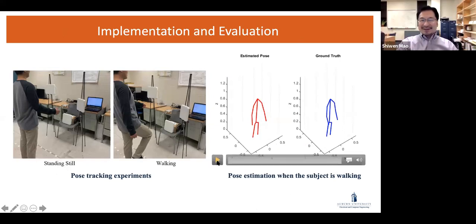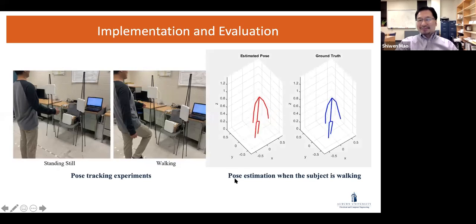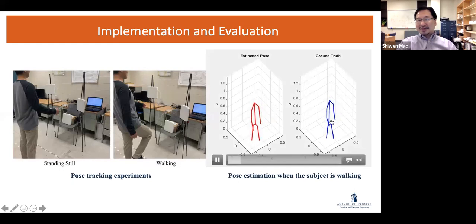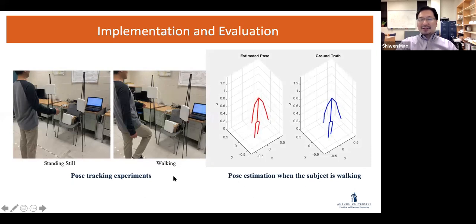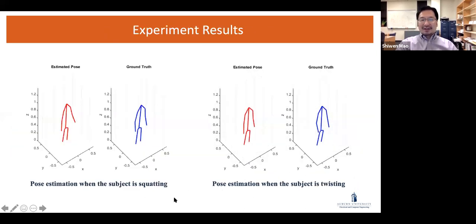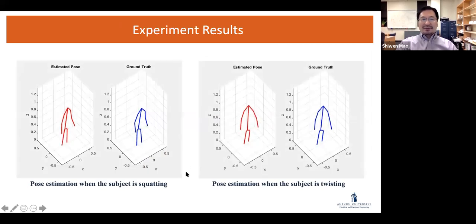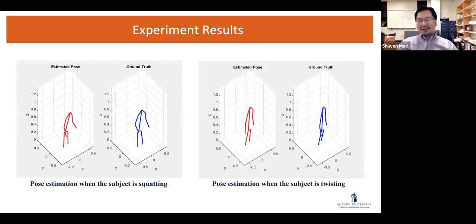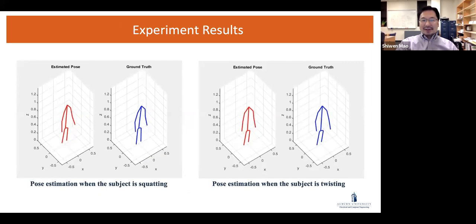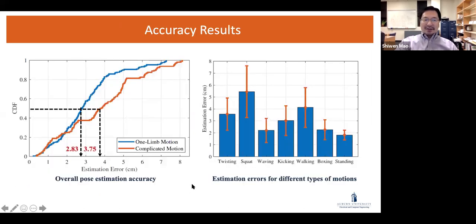Here is the video we captured. The blue skeleton was the ground truth captured by the Kinect, and the red skeleton was reconstructed from the RFID data. We also have the results for different types of activities, different movements like twisting the body. The median error is about 2 or 3 centimeters.